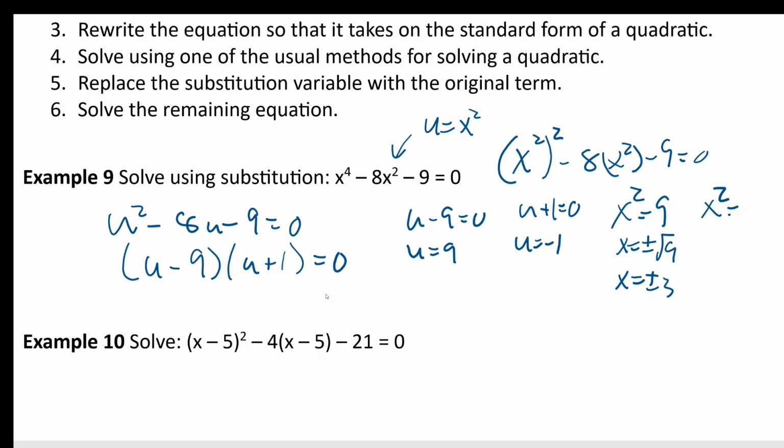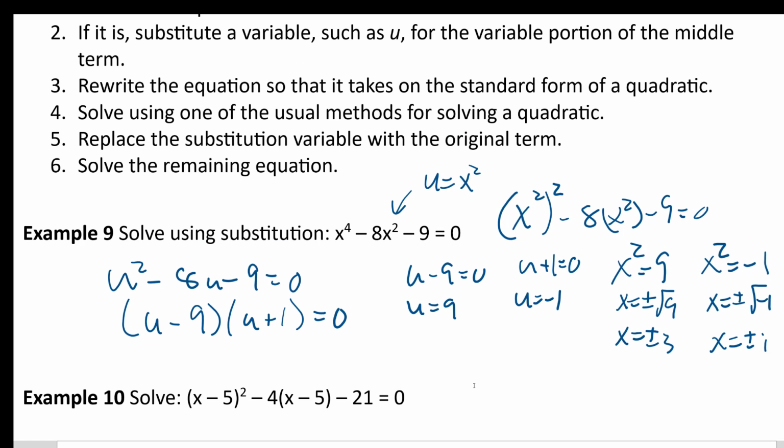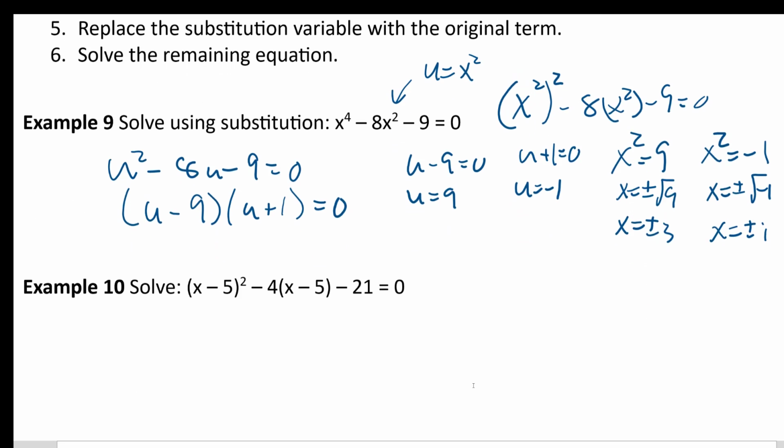X squared equals negative 1. So x would be plus or minus the square root of negative 1. Oh, that's not real. So we can't really go any further. I mean, you could, if you happen to know about this, x is plus or minus i. i is the square root of negative 1. Okay, so that's an example of a quadratic type equation.